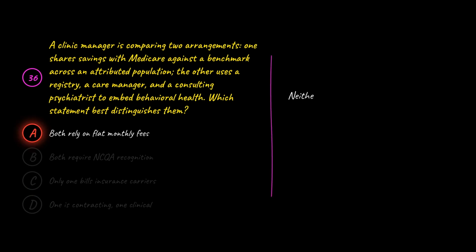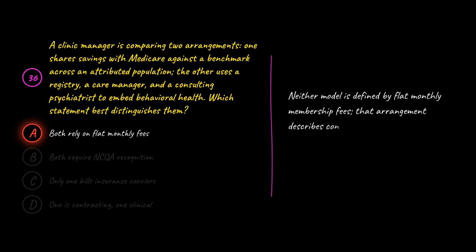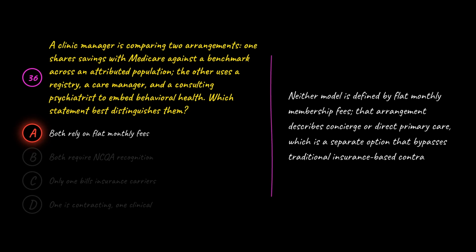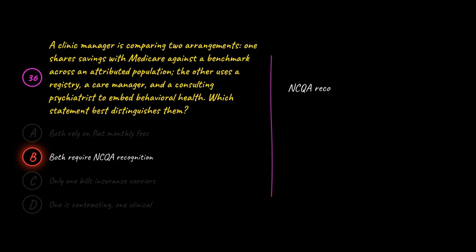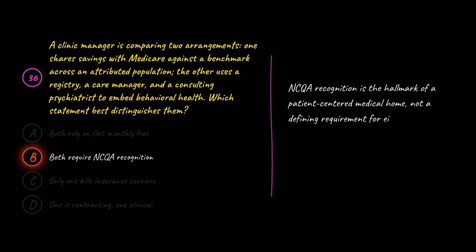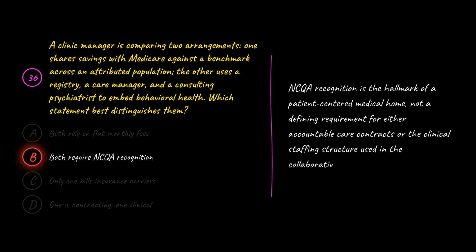A is wrong because neither model is defined by flat monthly membership fees. That arrangement describes concierge or direct primary care, which is a separate option that bypasses traditional insurance-based contracting and clinical staffing. B is wrong because NCQA recognition is the hallmark of a patient-centered medical home, not a defining requirement for either accountable care contracts or the clinical staffing structure used in the collaborative care approach.